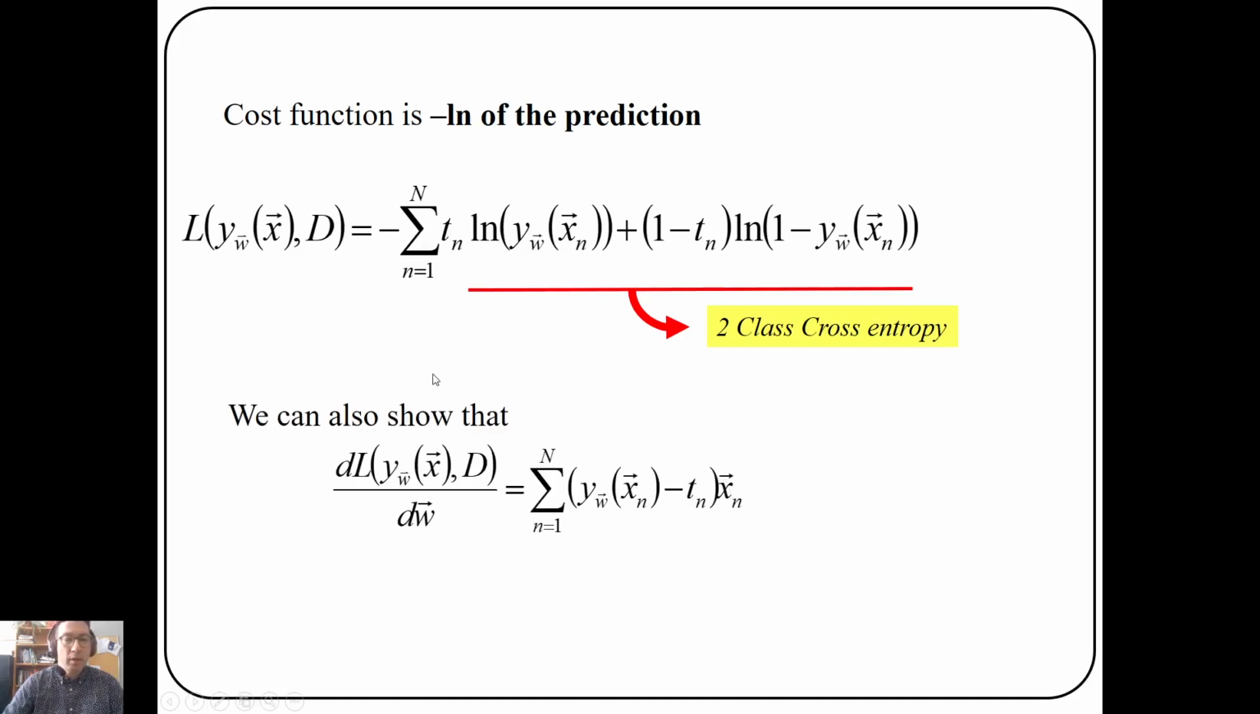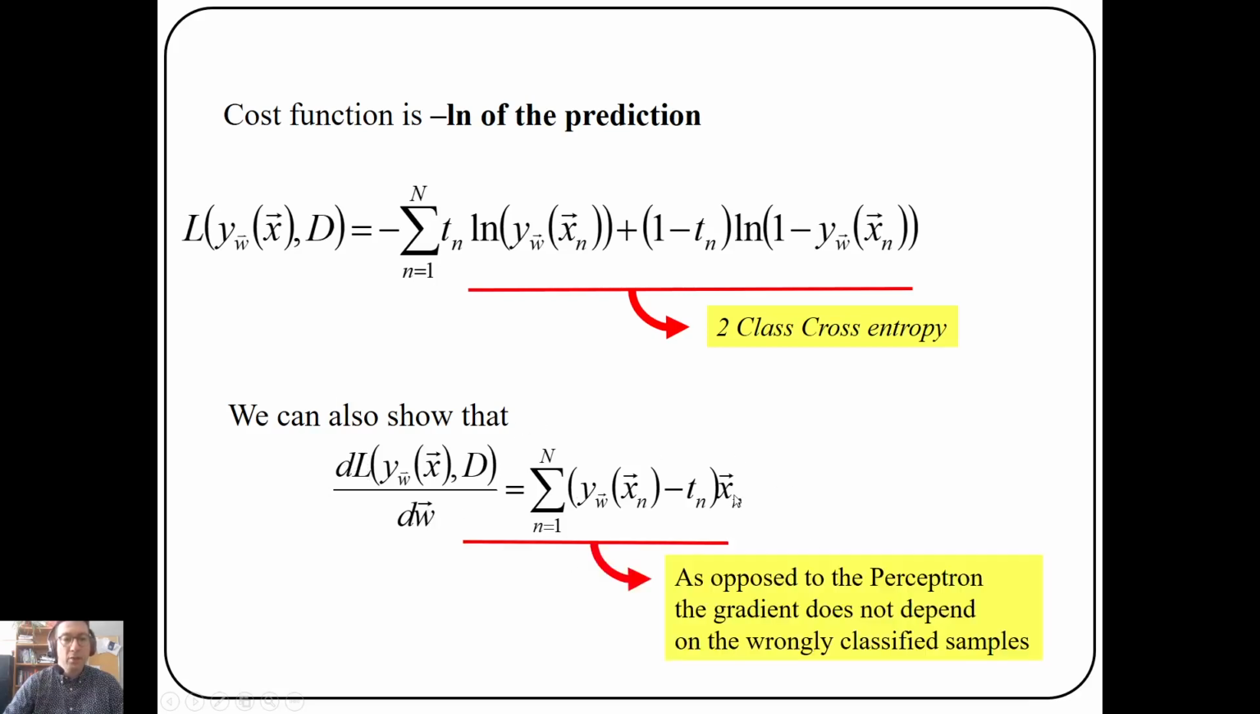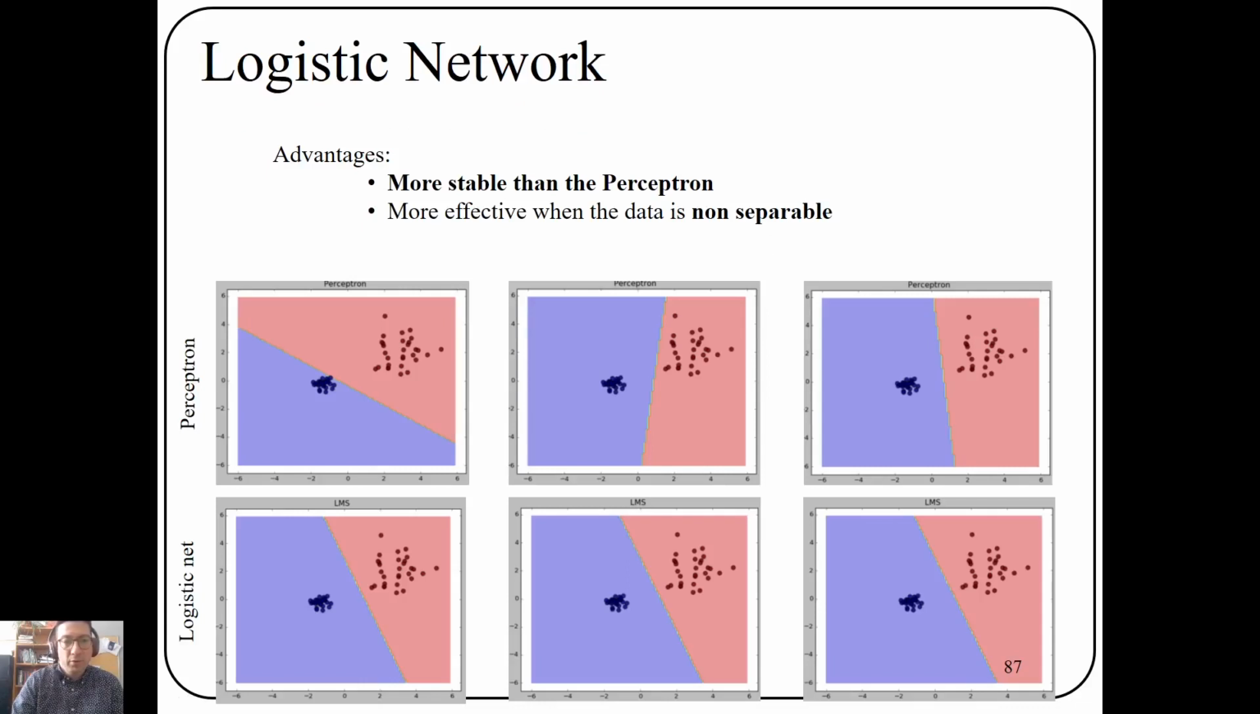And we can also demonstrate, and we're not going to be doing it, that the derivative of L with respect to W, if you prefer, the gradient of the loss with respect to the weights, is given by this formula here. And as you can see, as opposed to the perceptron, the gradient does not depend only on the wrongly classified samples. So any sample, even if it's well classified, will contribute to the gradient. And so the system will not be trapped with possibly an infinite amount of solutions that are all, quote-unquote, perfect, as is the case for the perceptron. So the big advantage of the logistic network is that it is more stable than the perceptron.